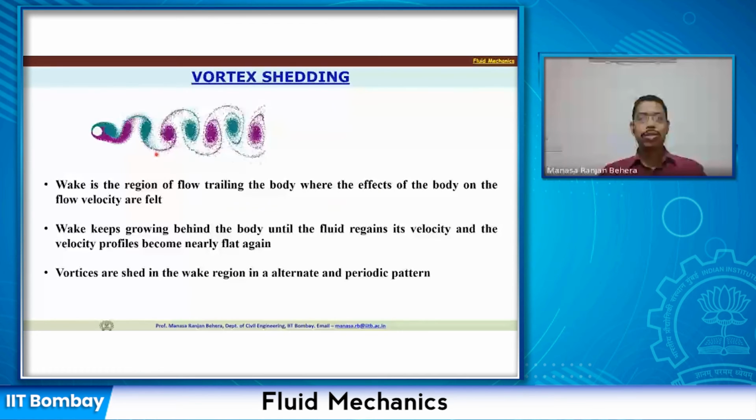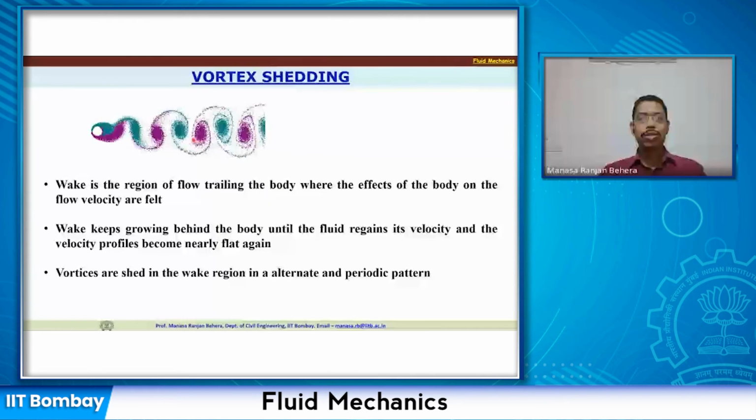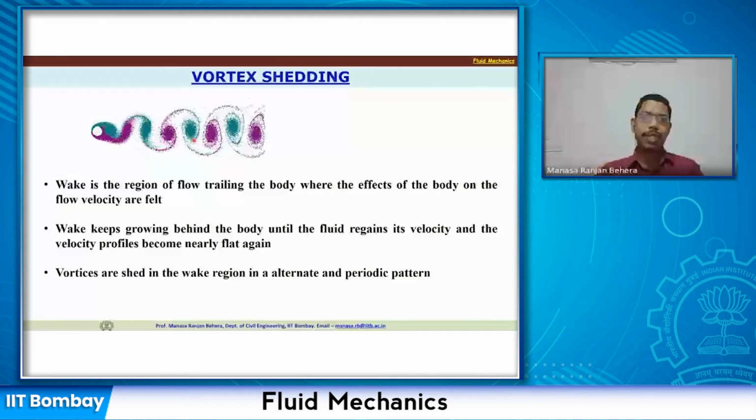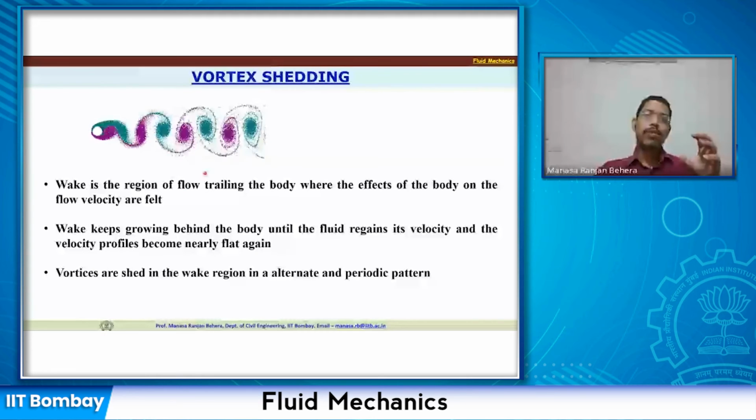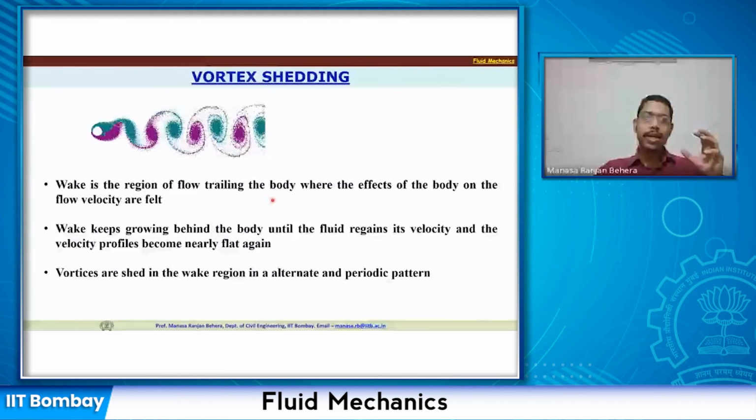These vortices will be generated in an alternate manner, and you can see the oscillatory motion. So there is a frequency. The distance between these two and the time of generation between these two we can take, and we will be able to find out the frequency.